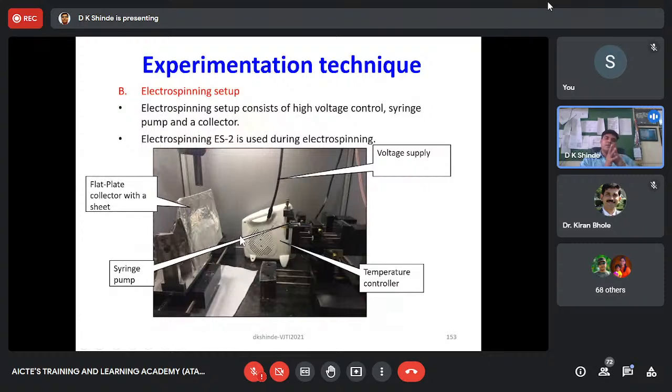Once that solution is done, then we can fill that solution in the syringe pump. The needle is there, one voltage will be applied here, another is here. This is the electrospinning setup. This is the automated electrospinning setup available in our laboratory. We produce the fiber using this one. The voltage controller and syringe pump controller are here, and the temperature controller unit and this blower are here, so that the humidity will also be controlled in this chamber.